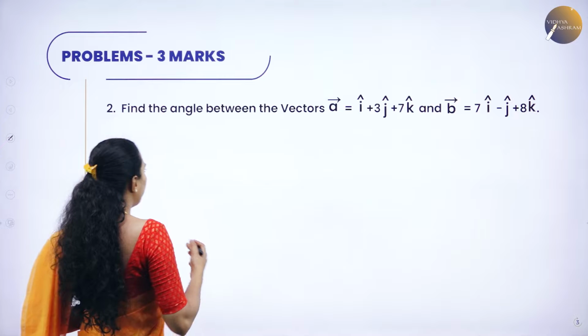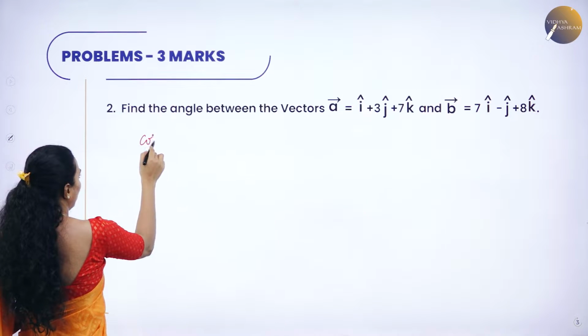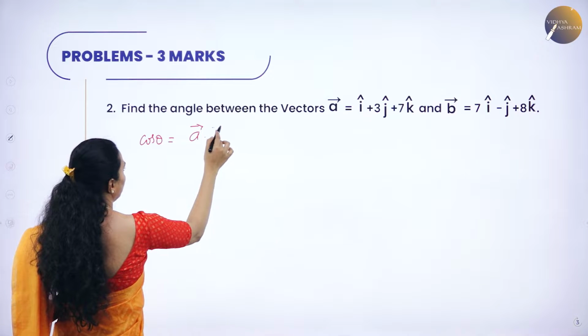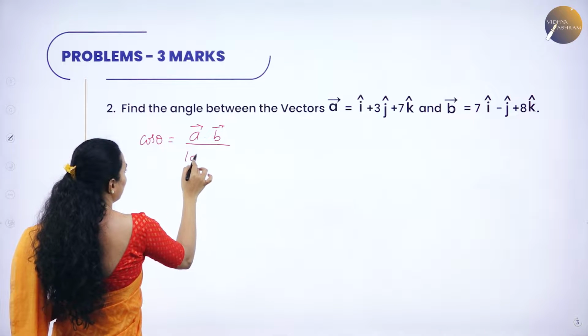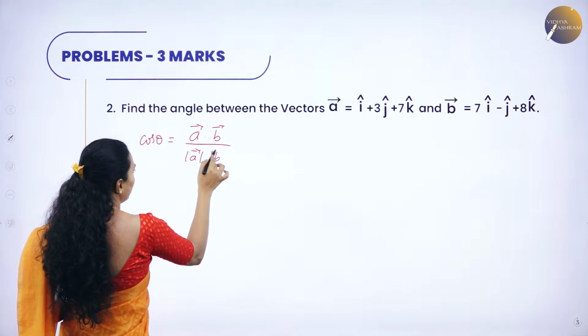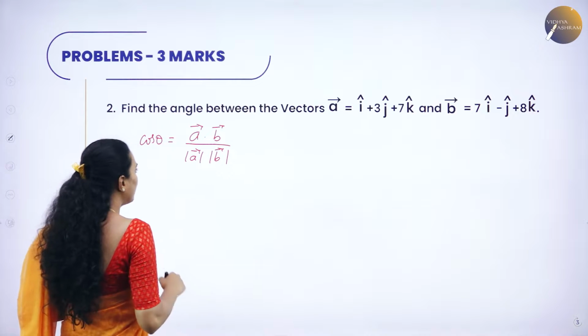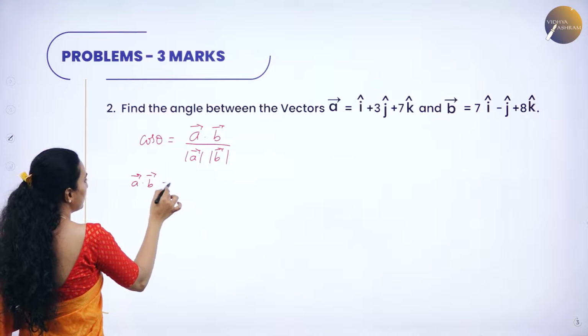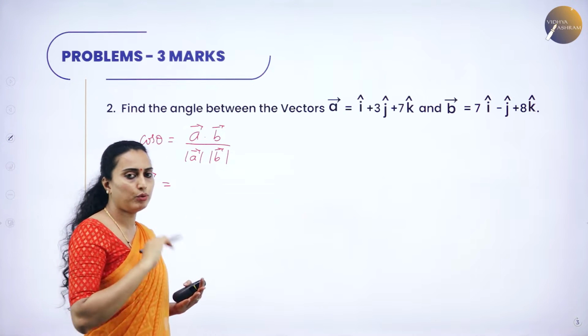That's it. Same procedure you are doing. First, write down the formula. Writing the formula is a very important step. A vector dot B vector divided by magnitude of A vector into magnitude of B vector. Now you can find out what is A vector dot B vector by multiplying the coefficient of i, j and k in both the vectors.